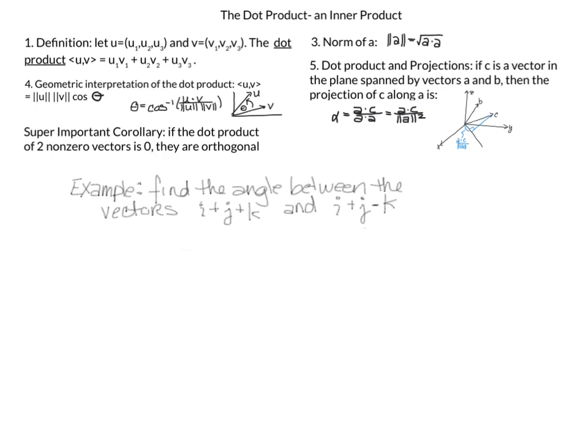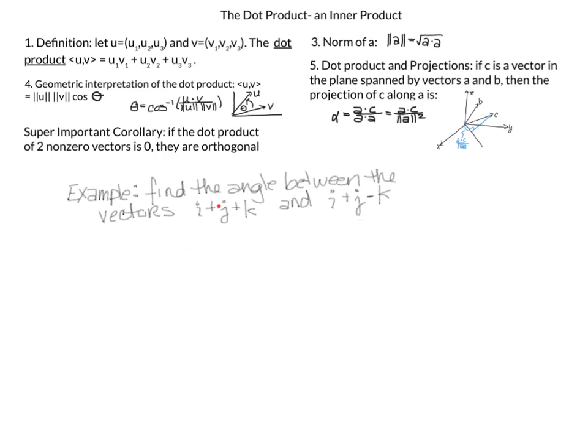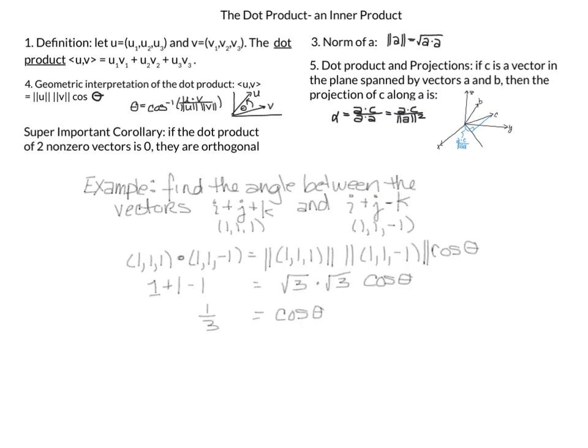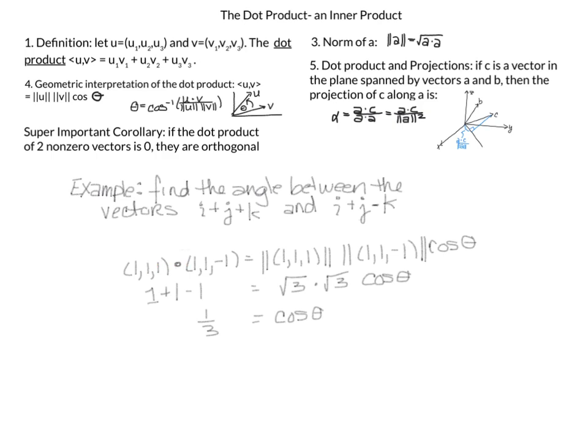So then the Cauchy-Schwarz inequality will hold. My next example, find the angle between the vectors i plus j plus k and i plus j minus k. First, I'm going to rewrite the vectors as 1, 1, 1 and 1, 1, negative 1. Then next, I'm going to use my dot product. So 1, 1, 1 dot 1, 1, negative 1. And using my theorem, that's going to equal the length of 1, 1, 1 times the length of 1, 1, negative 1, times cosine of the angle between the two vectors. And again, this theta is what we're trying to look for.